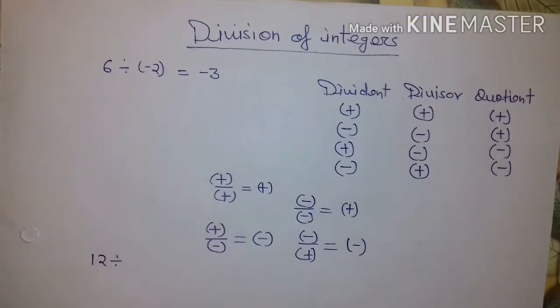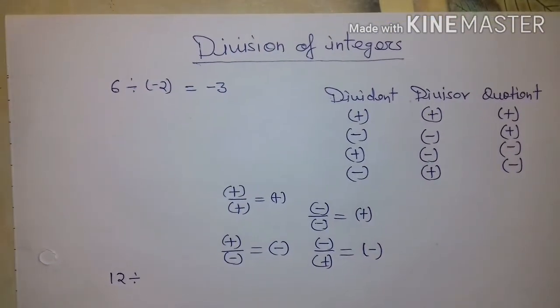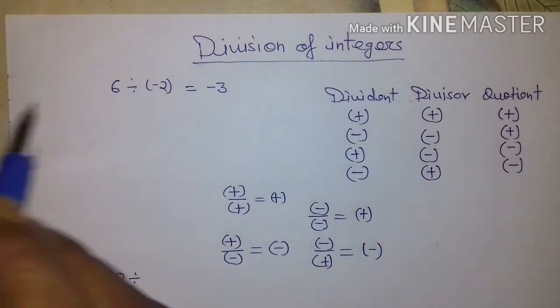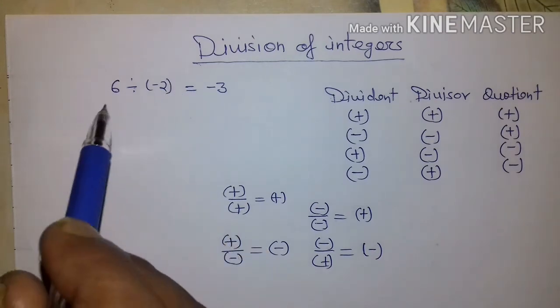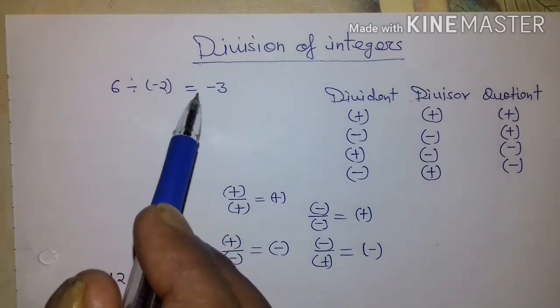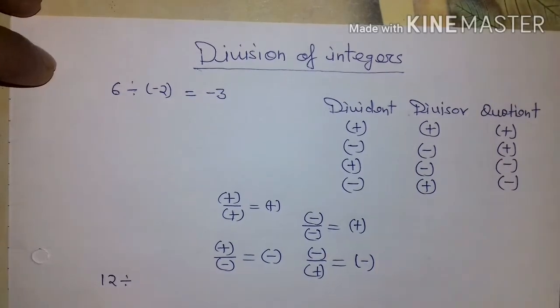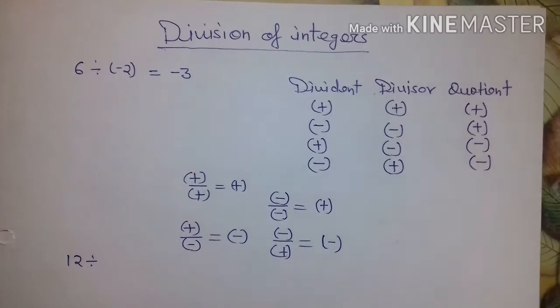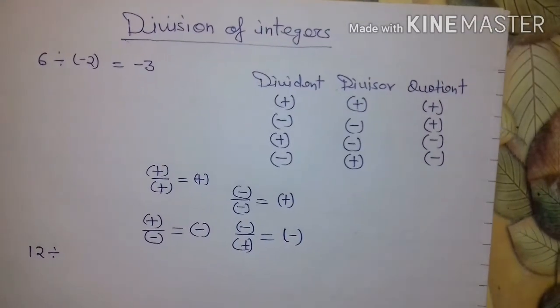Today we are going to study the division of integers. If we divide 6 by minus 2, what is the answer? It is equal to minus 3. The quotient is minus 3 because the divisor is minus 2. Now we see how we put the sign when we divide positive and negative integers.